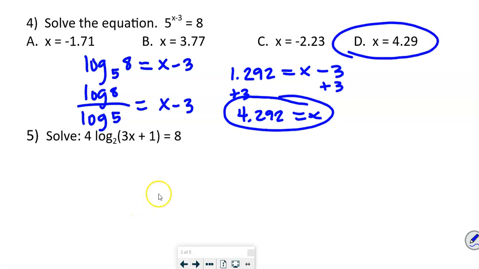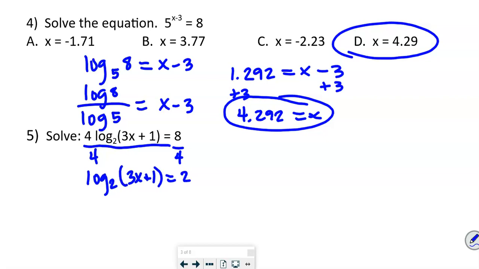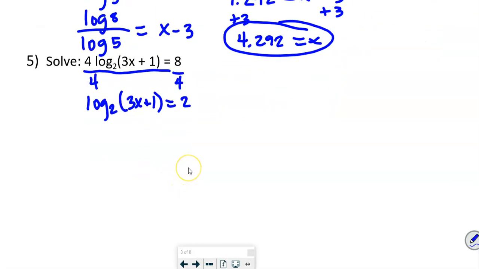All right, so the next one says solve as well. So we're going to go ahead and divide this one by 4 and 4, right? So that's going to give me log base 2 of the 3x plus 1, and that's going to be equal to 2. So now what we're going to do with this, again, is write it as an exponential. So when we write this as an exponential, we're going to do our base, which is 2, to the power of 2 over here. And that's going to be equal to our 3x plus 1. So this is going to be 4 equals 3x plus 1.